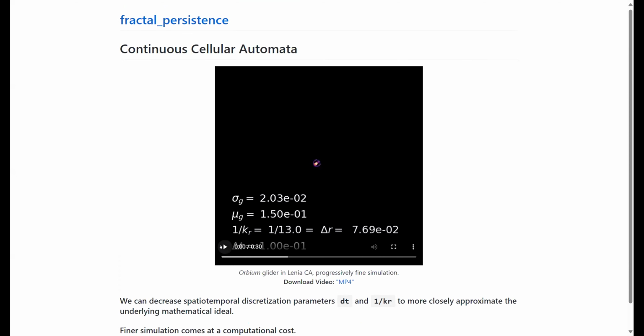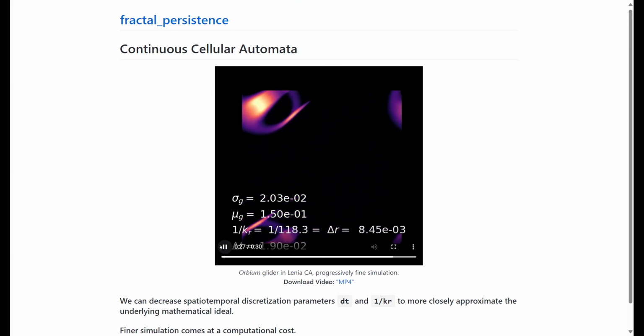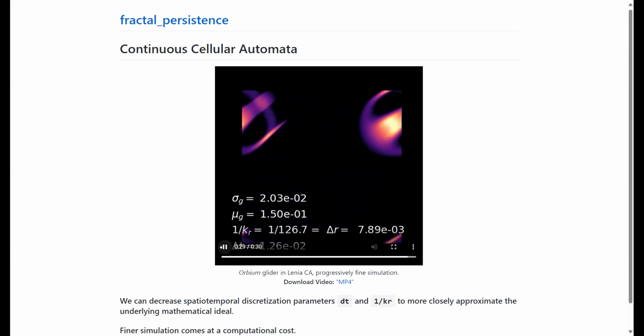So if we want to be more fine with our simulation, we can just make those simulation parameters more fine. So in this case, I'm decreasing the step size dt and also the spatial resolution, which you do by increasing the radius of the kernel. So the spatial resolution is 1 over the kernel radius here. So that's why it looks like we're zooming in, because the concept of space is changing, the smallest element of space.